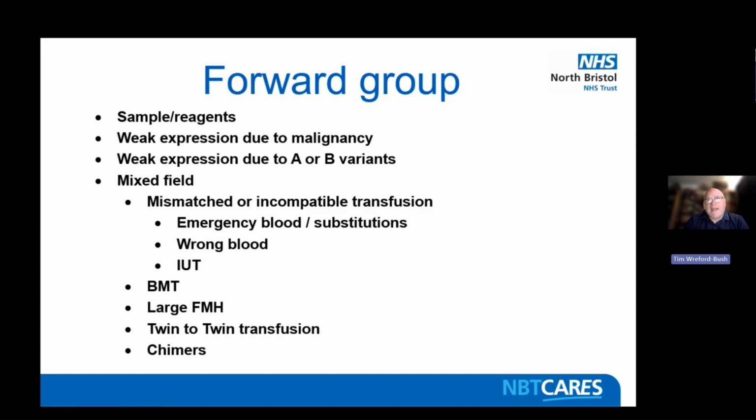Large FMH. If you've got a mum who's had a large fetal maternal hemorrhage, they've got a lot of fetal cells floating around, you may start to see the mixed field in those cases as well. Babies, twin-to-twin transfusions. That's where one twin's blood goes into the other twin. It's not the same blood group. You then get your mixed field. And you've got the really rare stuff like the chimeras and things like that.